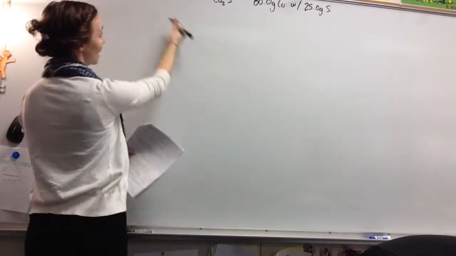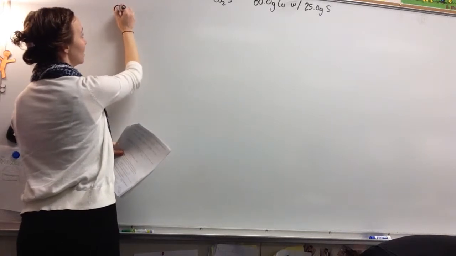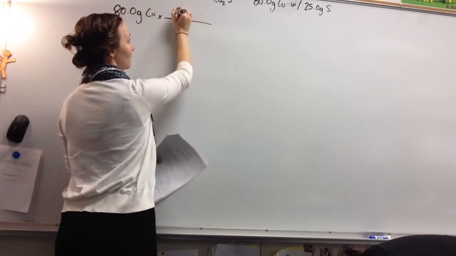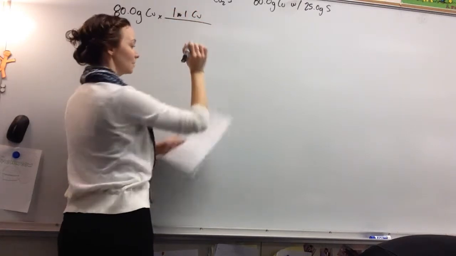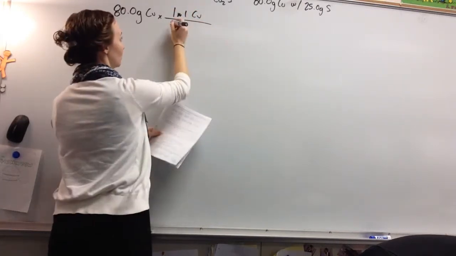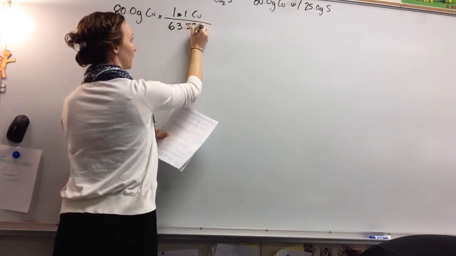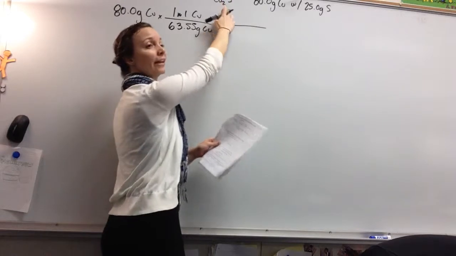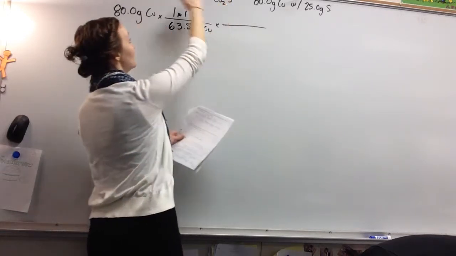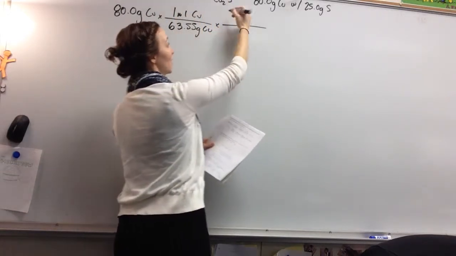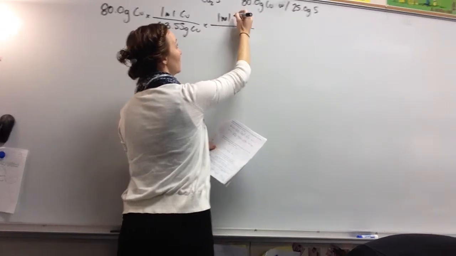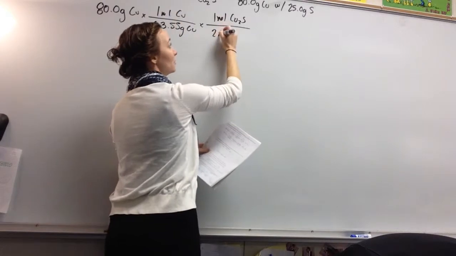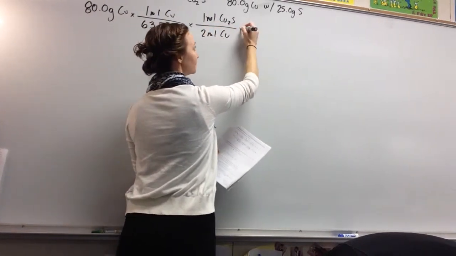Step two, we're going to do how many stoichiometry problems? Two. One for each of the reactants. So I'm going to start with my copper, so 80 grams of copper. And I'm going to divide by the molar mass of copper to get into moles, which is 63.55 grams of copper. The next step, I have to get into my product. Remember, we're solving for the product, so I'm going to use the mole ratio between my product and what I'm starting with. So 1 mole of Cu2S, and then over here I have 2 moles of copper.